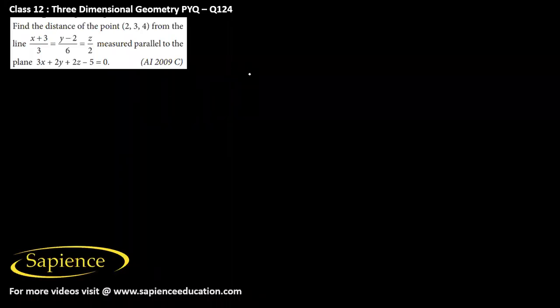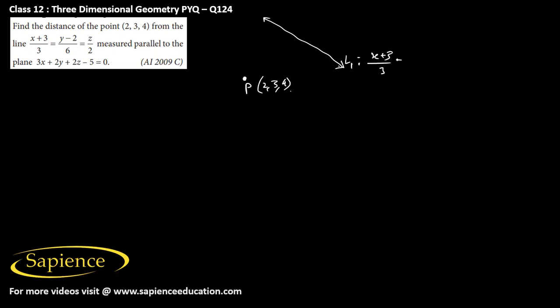So here one point has been given, which is the point P, suppose, which is (2, 3, 4). We have to find the distance of this point from a given straight line L1, whose equation is given as (x + 3)/3 = (y - 2)/6 = z/2. And the distance should be measured parallel to a given plane. Means one plane is there. So parallel to that plane, we have to find the distance PM.